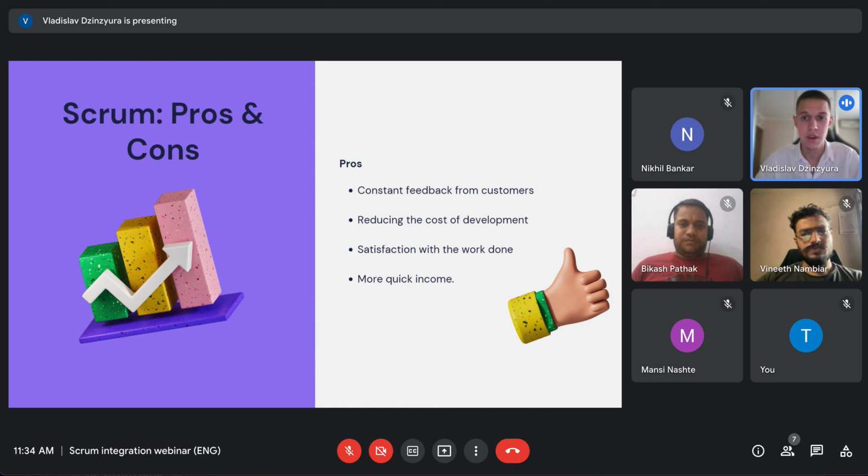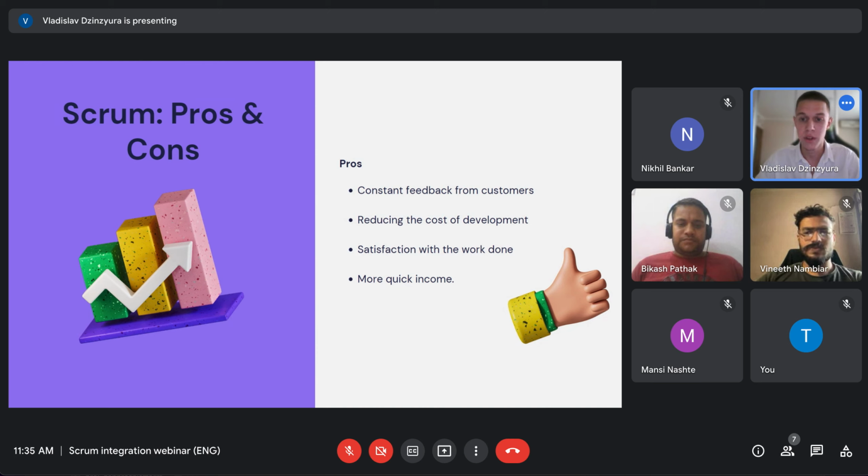Starting with pros, the first one is constant feedback from customers. I put this topic also in cons, and later you will understand why. So, constant feedback from customers. In Scrum, it's really easy to communicate with clients at any time we want to discuss any points or find out any information. Reducing the cost of development is also very important, because the team that creates the product can also test it.